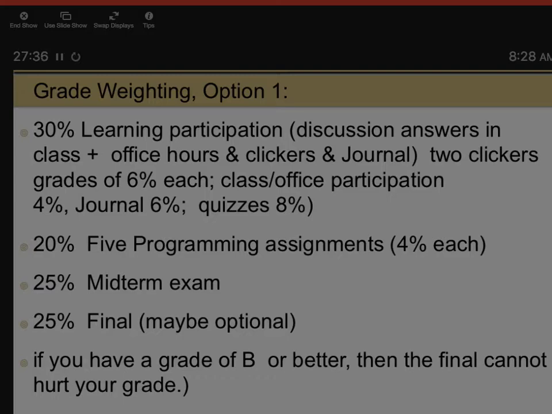No, so every assignment is graded on a curve. And I'll talk about that in just a little bit. After I curve an assignment, you'll get a grade for that assignment on the A to F scale, 0 to 4.33, 0 to 4.